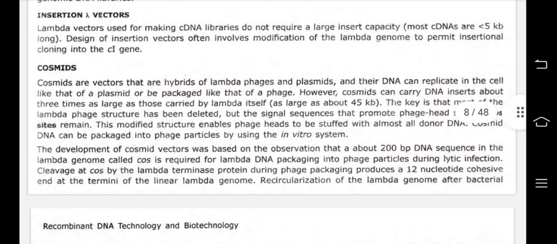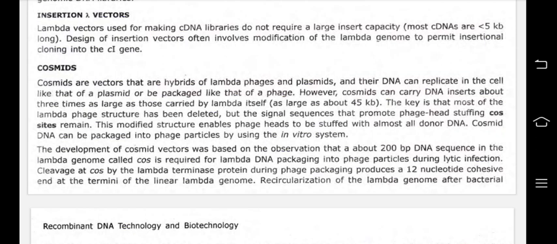Then, insertion lambda vectors used for making cDNA libraries do not require a large insert capacity. Most cDNAs are less than 5 kb long. Design of insertion vectors often involves modification of the lambda genome to permit insertional cloning into the cI gene.